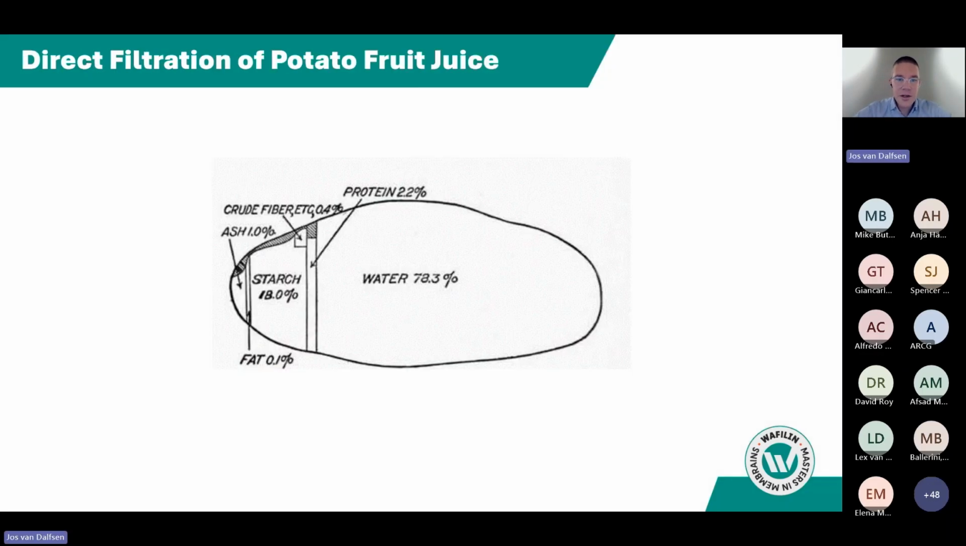So what we are dealing with is a crop, a potato in this case, and the main product for this factory is to reclaim or recover the starch from the potato, which is about 18% of the total composition of a potato. And then what you have left is a bit of residue of fibers, of course, fat, proteins, and a lot of water, which is part of the potato, of course.